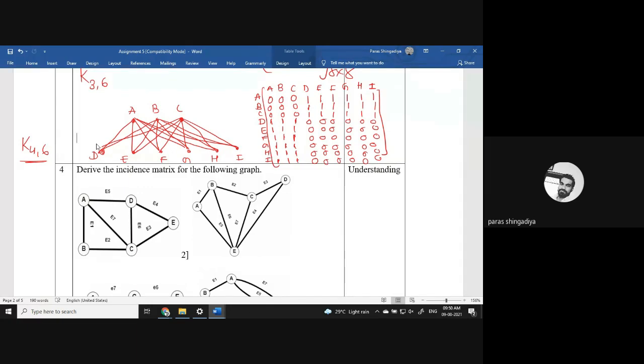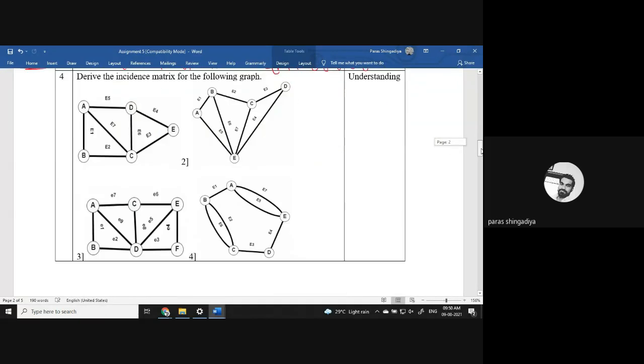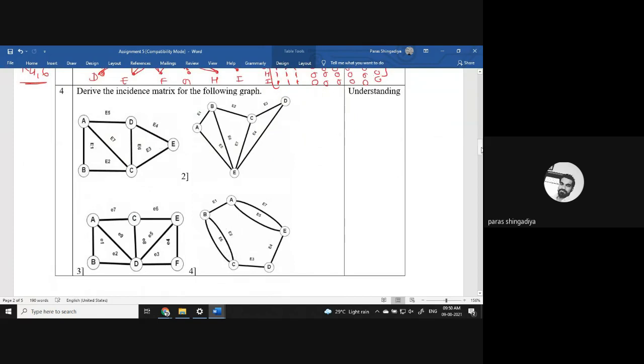Okay. Now let's start question number 4. Incidence matrix, that we already finished during the lecture. Derive the incidence matrix for the following graph. Four different types of graph are given here. And what is the incidence matrix?